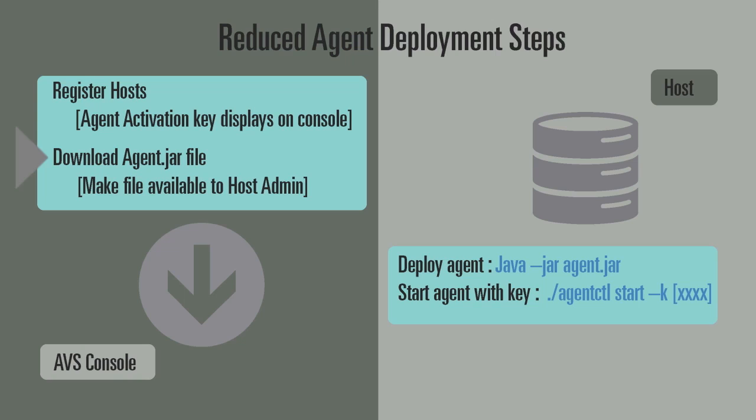Now, 2 more steps on the host. First, deploy the agent by issuing java -jar of the agent file. And secondly, execute an agent control program. Agent control, starting with the key that you just obtained from step 1, will start your agent for you. And these are the 4 easy steps to deploy your agent.